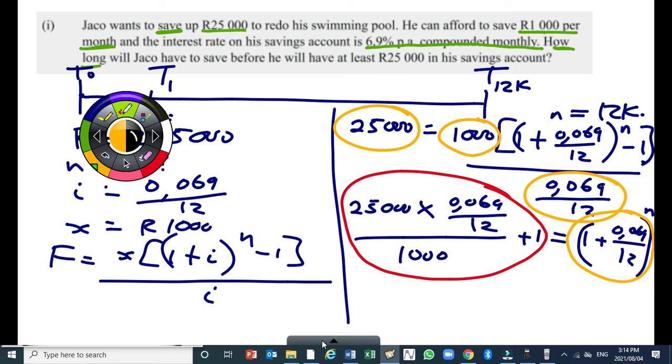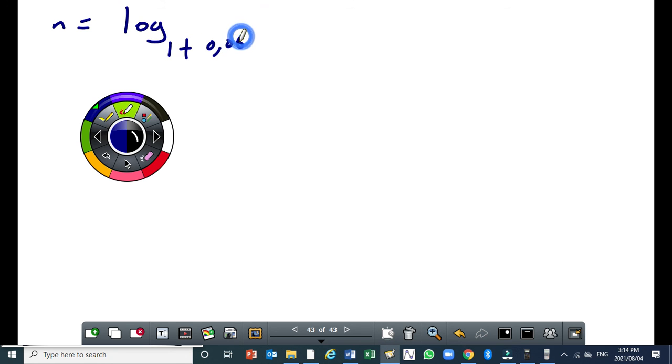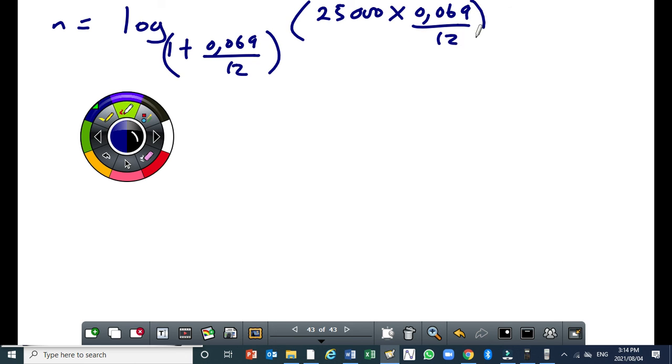Allow me to do it on the next page. So n is going to be equal to the logarithm. Your base is 1 plus 0.069 over 12. That's the base. The number that you are trying to find its logarithm is going to be 25,000 times 0.069 over 12. Then you have to be very careful here. Let me remove this bracket so you can simplify it.